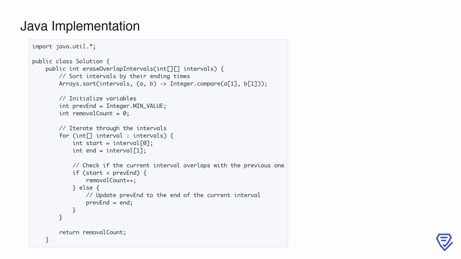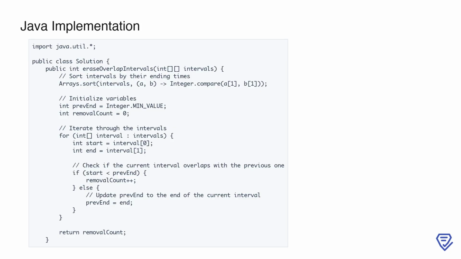Next, we initialize two variables. The first is prevEnd, which keeps track of the end time of the last non-overlapping interval we've included. Initially, we set it to Integer.MIN_VALUE to ensure it doesn't interfere with the first comparison. The second variable, removal count, keeps track of the number of intervals we need to remove. It starts at 0.